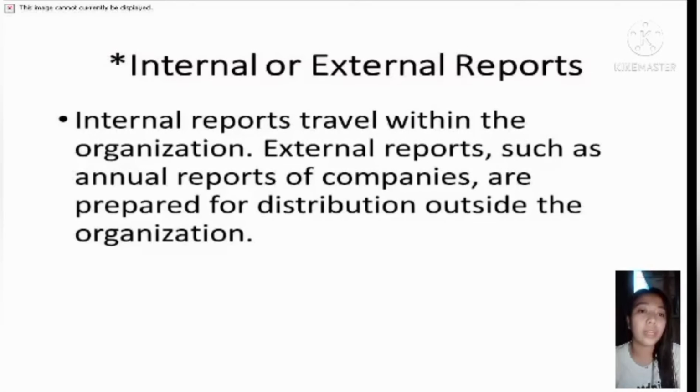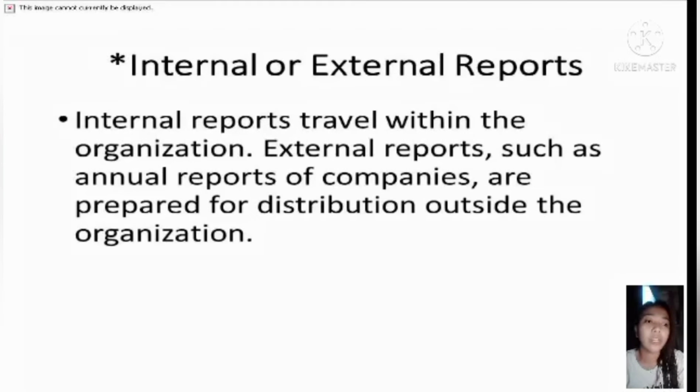Next is internal and external report. Internal reports travel within the organization. External reports, such as an annual report of companies, are prepared for distribution outside the organization. Internal financial reports are designed to be viewed only by individuals within the organization, whereas external financial reports can be accessed by any person outside the organization.